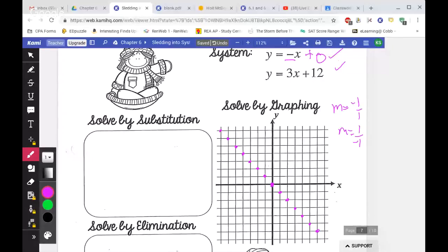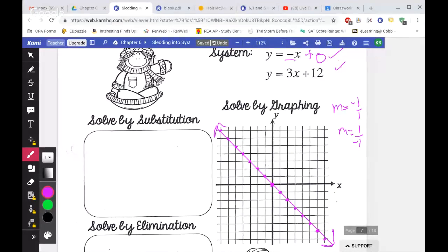And once again, as I'm drawing my lines, I want to think about I have a negative slope. So that means that my line, after it's drawn, needs to fall from the left to the right. Fall from left to right. If the slope is negative, it needs to fall.